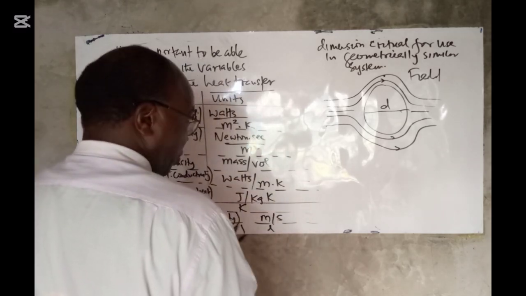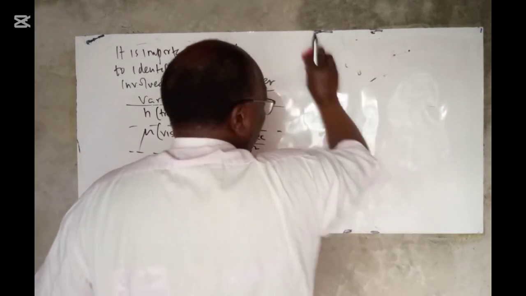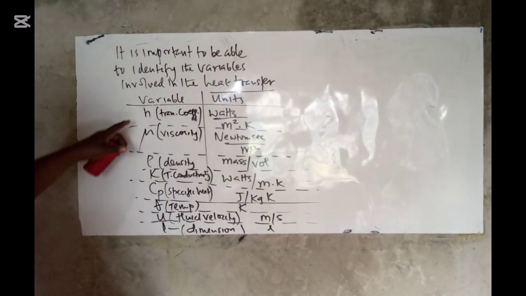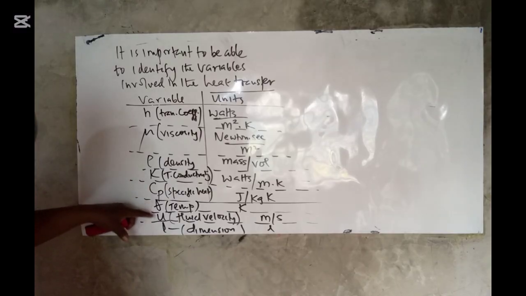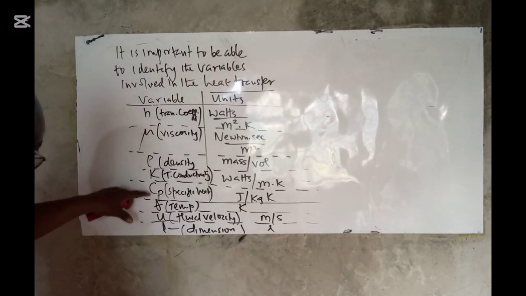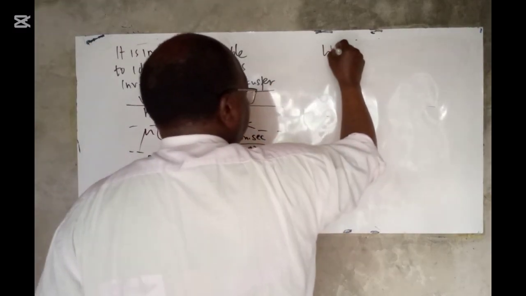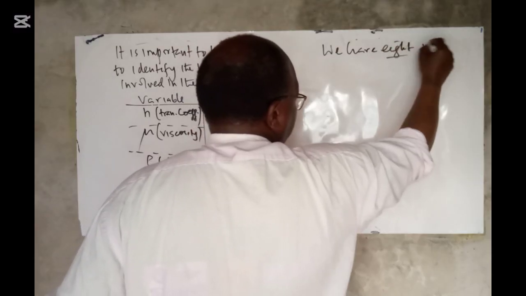Now, one of the things which we need to know is, in this particular case, how many variables do we have? We count: 1, 2, 3, 4, 5, 6, 7, 8. So we have 8 variables.